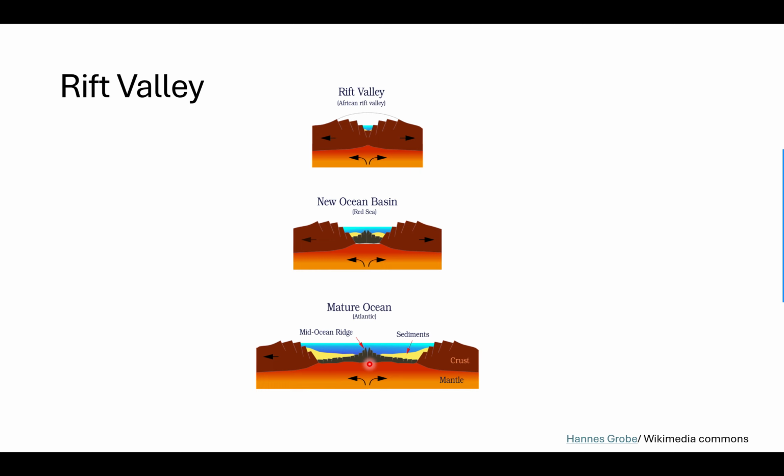And then there is this mid-oceanic ridge that often forms when these rifts occur. So the ridge is where the rift actually started. If you look at the pictures of the African Rift Valley or the Rift Valley in Kenya, it looks so beautiful. But it's actually spreading apart.